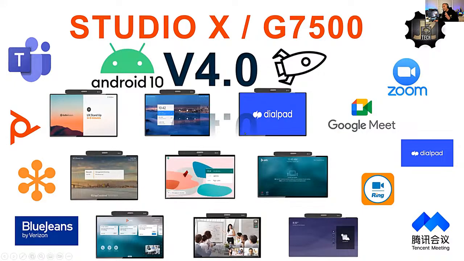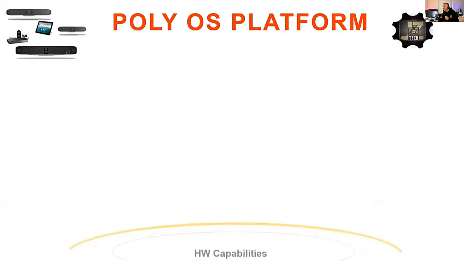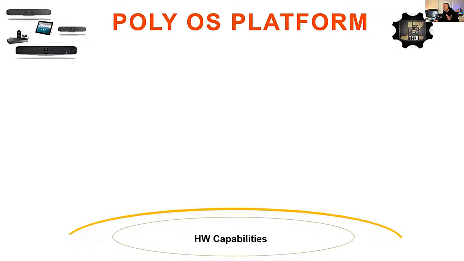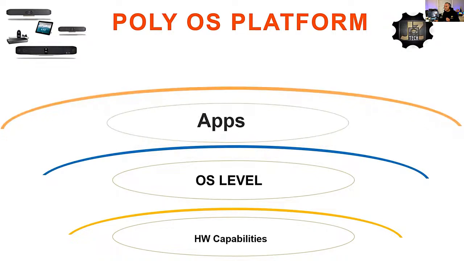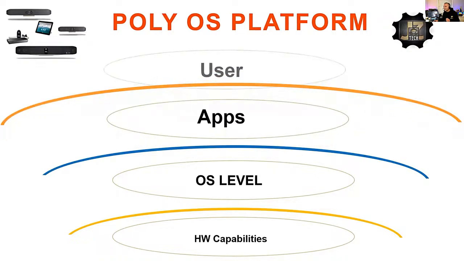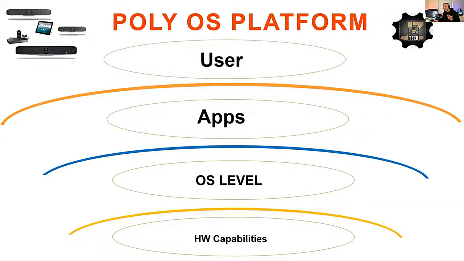So what we have in 4.0, and I think this is really important, is to understand where we did the upgrade and the benefits. Now, first off, how is Studio X built up? It's built up from a hardware capability set. That's the first piece. You got an operating system where it's running on. You got the applications, and of course you got the user level. This is the whole flow of the PolyOS platform.